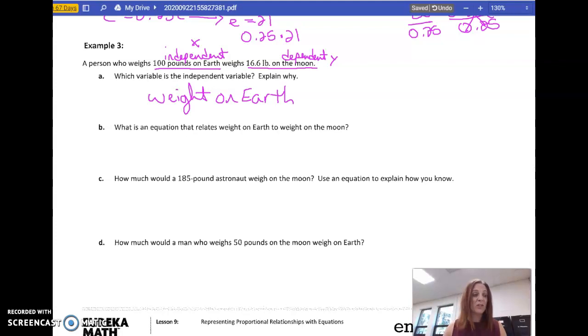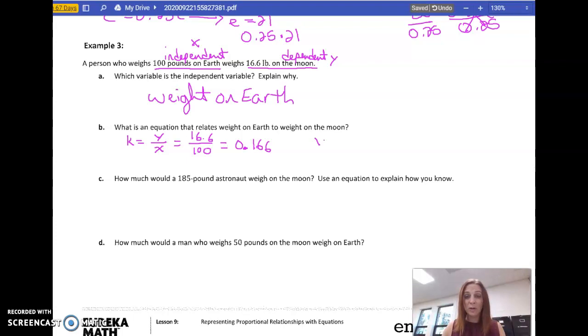So if we want to write an equation, remember, as always, we got to find our constant. So we're going to go y divided by x, and we said our y is our weight on the moon, so 16.6 divided by our weight on Earth, 100 pounds. Not 1,000 pounds, 100 pounds. So 16.6 divided by 100. If you were to grab a calculator and do that, you would get 0.166. So that's our k.